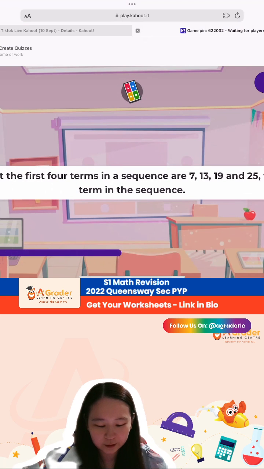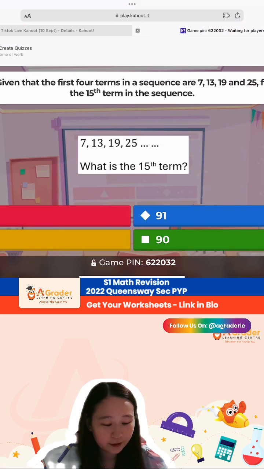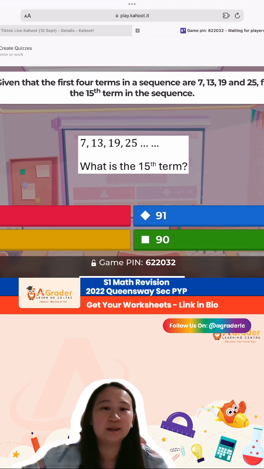Given that the first four terms in the sequence are 7, 13, 19, and 25, find the 15th term in the sequence.